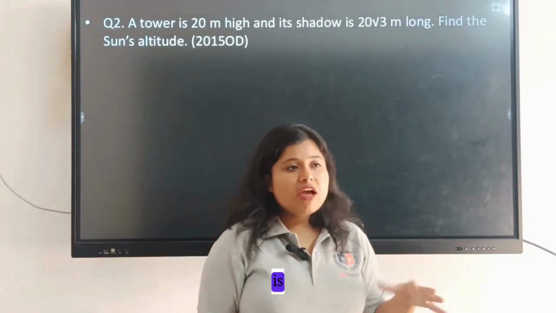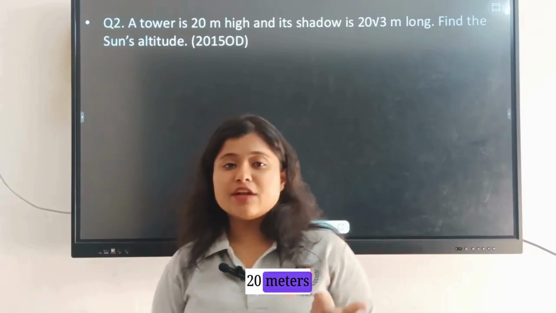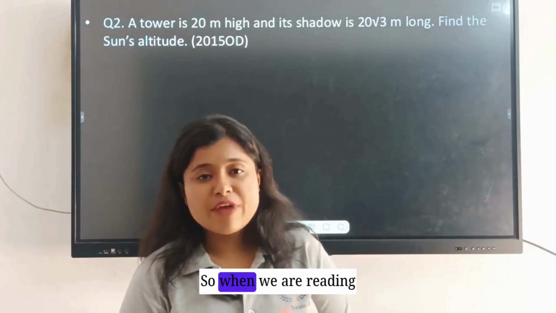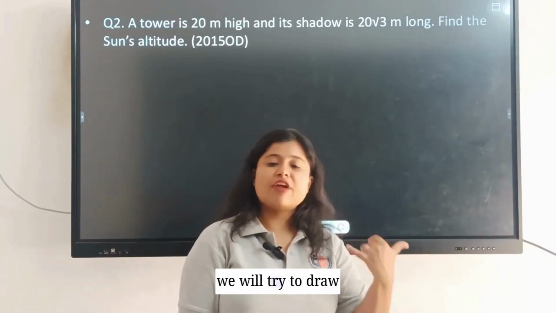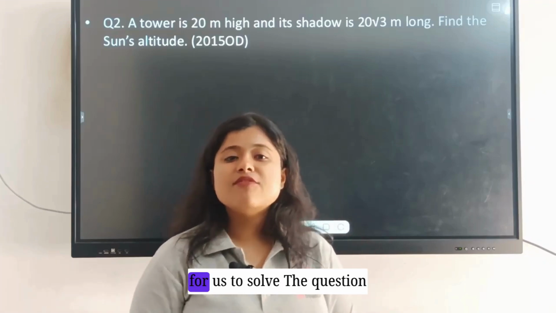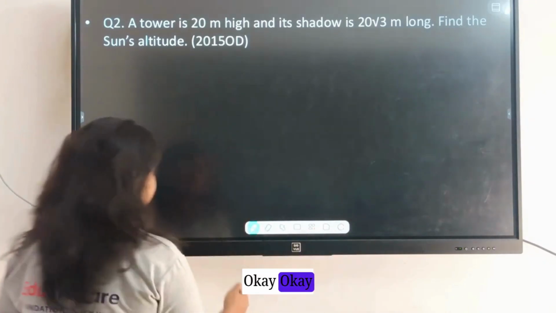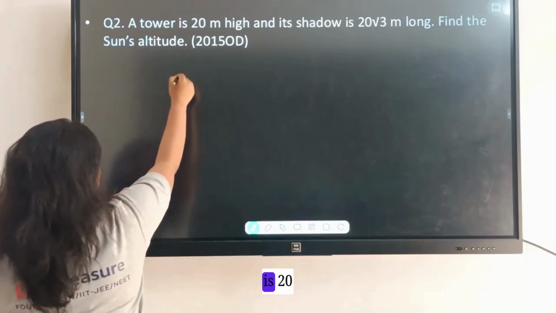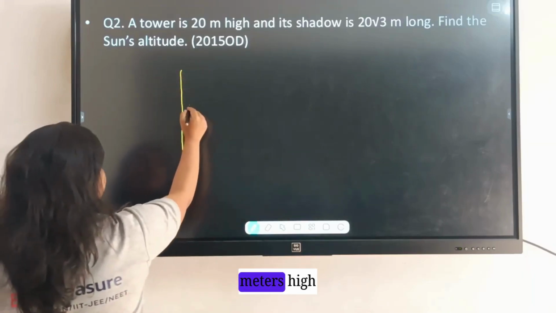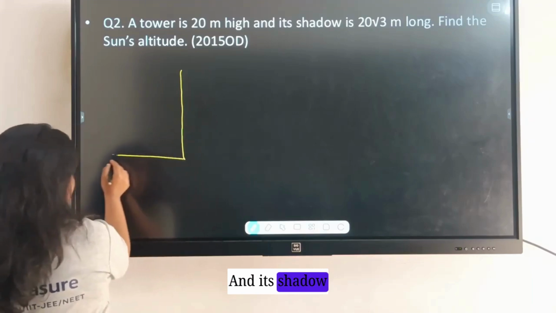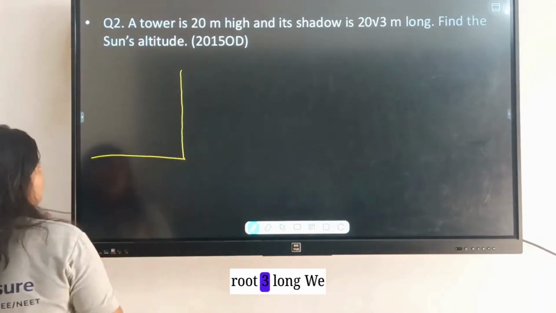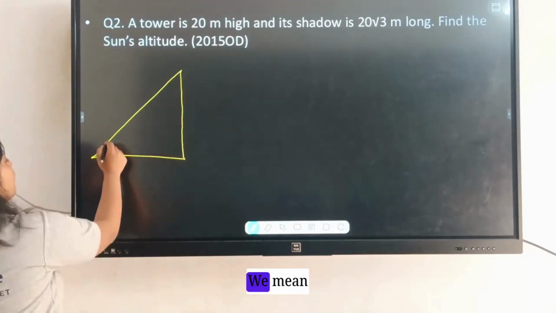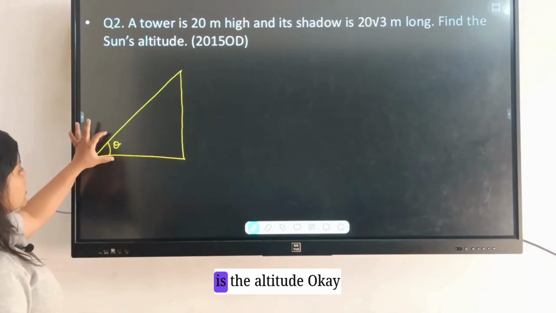A tower which has a height of 20 meter and its shadow is 20 root 3 long. When we are reading the question, simultaneously we will try to draw the figure so that it becomes easier for us to solve the question. So there is a tower which is 20-meter high and its shadow is 20 root 3 long. We have to find the altitude. What do we mean by altitude here? We mean the theta. This is the altitude.